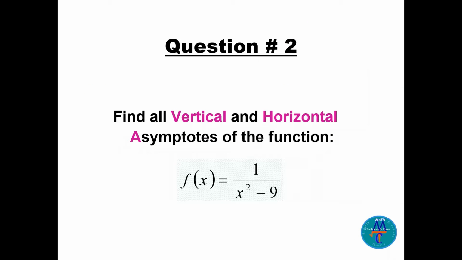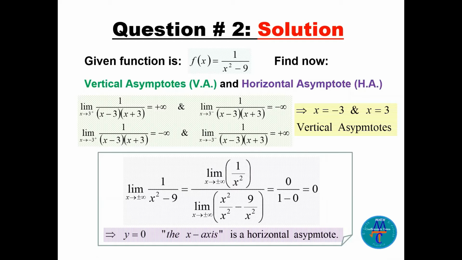Question 2: find the vertical and horizontal asymptotes of this function, 1 over x squared minus 9. If we look at the solution, we need to factor the denominator here. We say (x - 3)(x + 3). So we have to take the limit of the function as x goes to 3 from the right and from the left. From the right means greater than 3, so this will be positive and this will be positive. So it will be 1 over close to 0, which will be plus infinity.